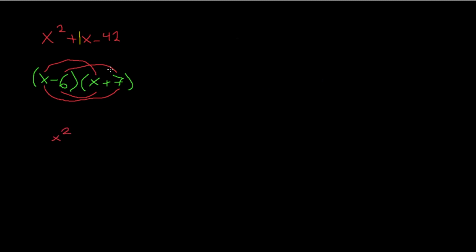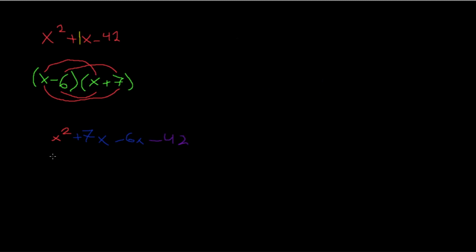And if we multiply x times 7, we get plus 7x. And then if we take negative 6 times x, we get minus 6x. And then if we take negative 6 times 7, we get negative 42.